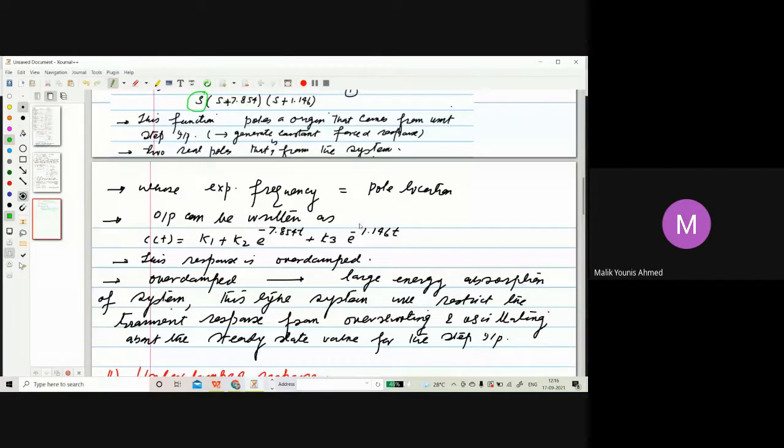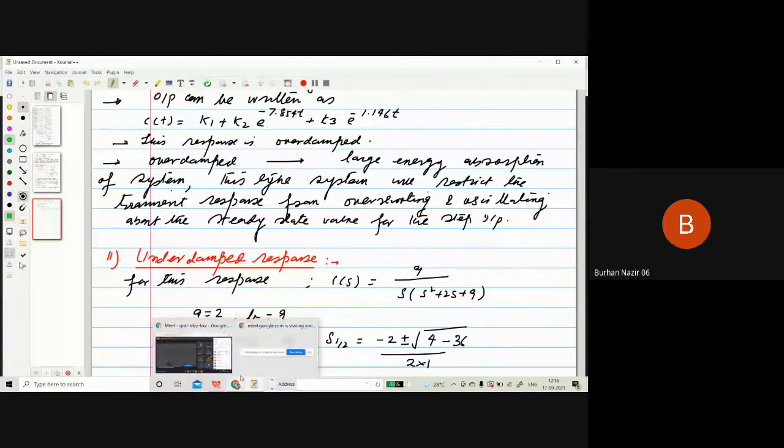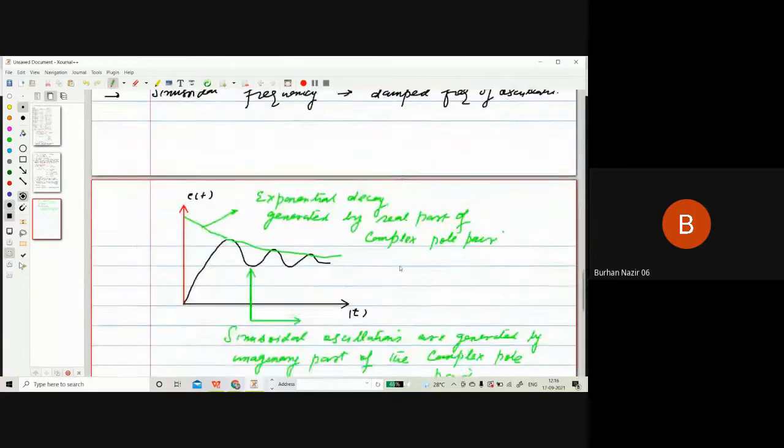Now, roll number 6, roll number 10, roll number 8. Is it clear? Yes, sir. Clear or not? Yes, sir. Clear. Okay, let's move to the next.